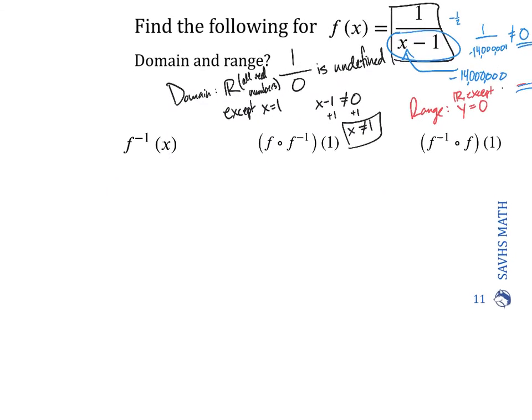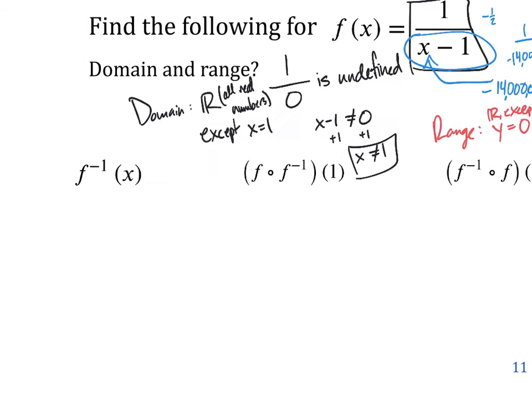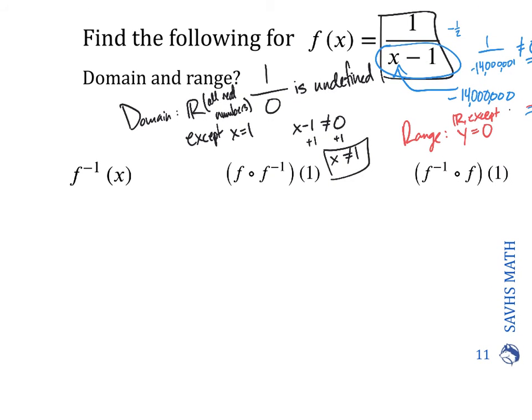All right. So now let's find the inverse function, the inverse of the function. And so what I'm going to do is I'm going to rewrite y equals 1 over x minus 1. We're going to reverse the places of the variables. So we're going to put x here and y here. I want you to get y by itself.